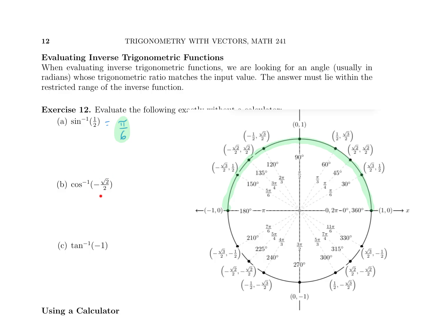So we're looking for the angle which has a cosine value of negative radical 2 over 2. If you're looking at the upper half of the unit circle, you would see that that would be the x-coordinate. So that would be this angle, 135, which is also written in radian form as 3 pi over 4. So let's write it in radians.